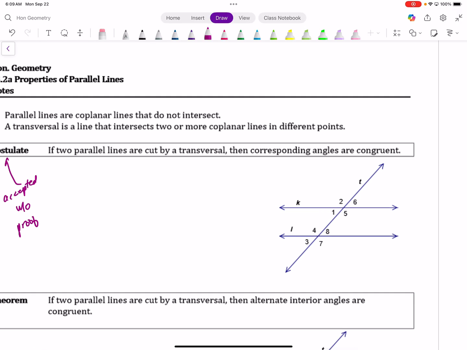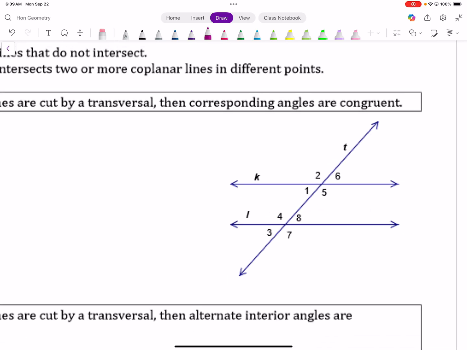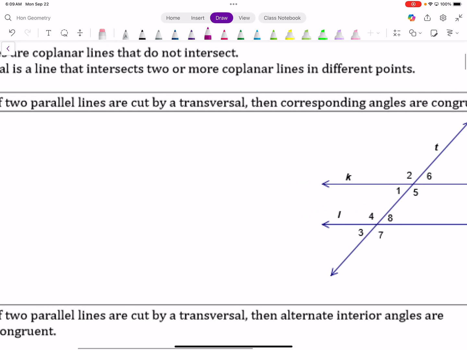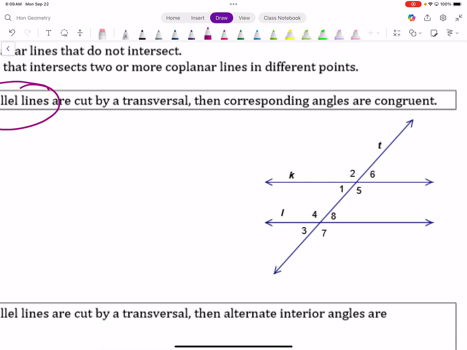If 2 parallel lines are cut by a transversal, so right now we've got 2 lines, K and L, cut by a transversal T. Now, remember, if you don't tell people they're parallel, then they're not. So remember, we can add that extra set of arrows like we did last year. So now we have 2 parallel lines, K and L, cut by a transversal. Then corresponding angles are congruent.